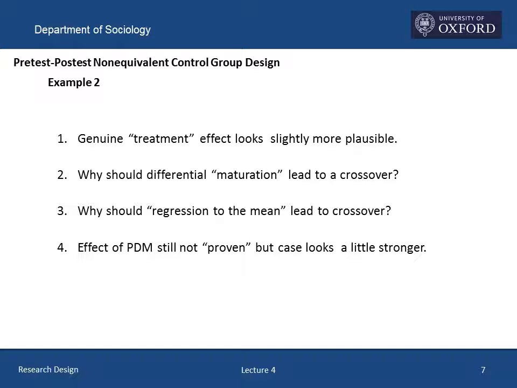However, we should be cautious about concluding that that is all that is going on. If it's just regression to the mean, why should we expect the lines to cross? Though the effect of PDM is still far from proven, perhaps the case is a little stronger.